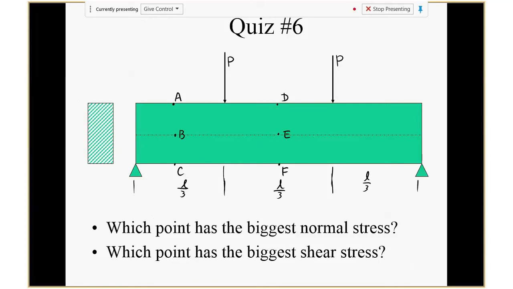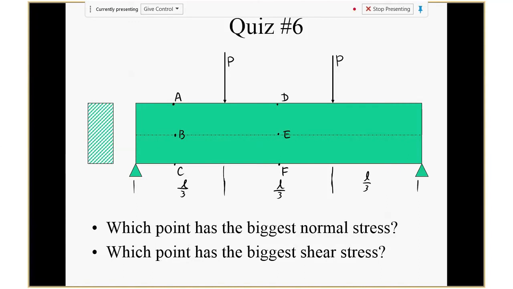The 6 points, A, B, C, D, E, F. Which part? Give me an answer. Where is the maximum bending stress? D, right? Or F. They're the same value, opposite direction. So D and F. Why not C and A?